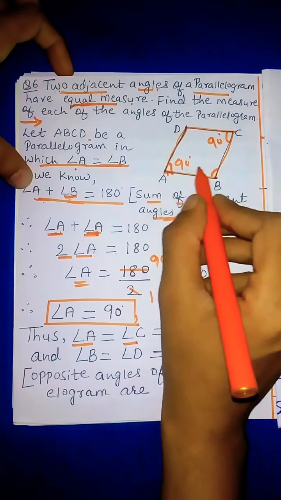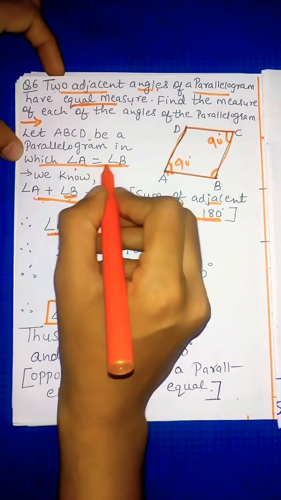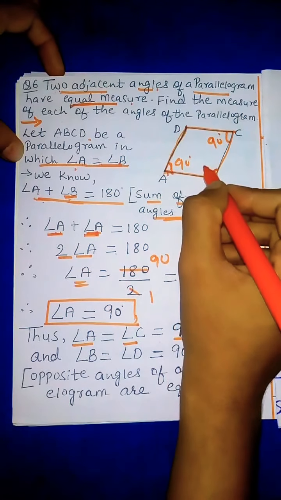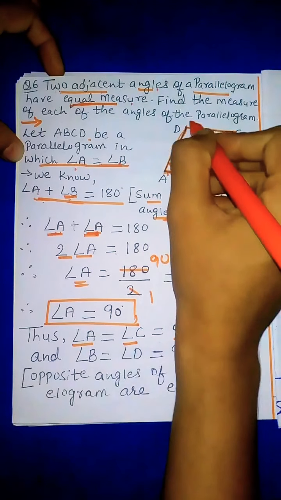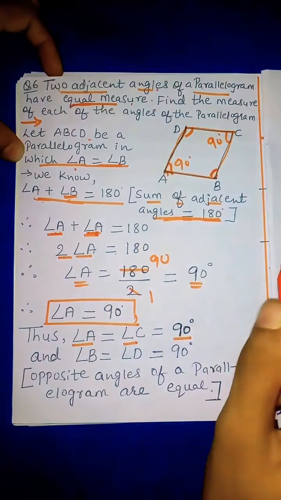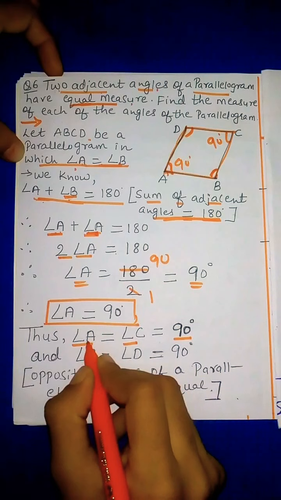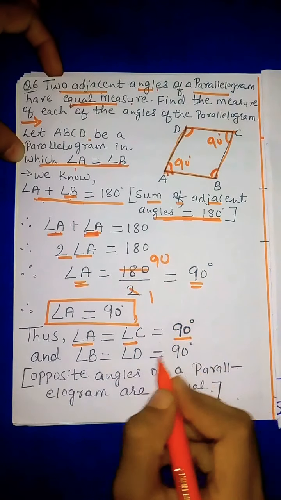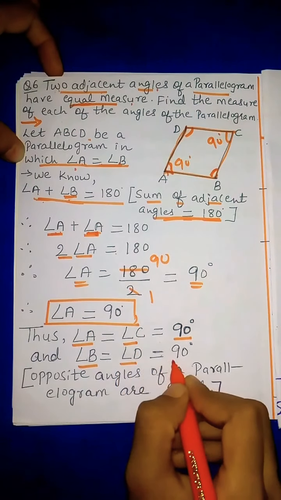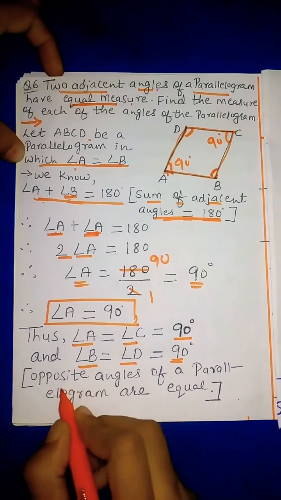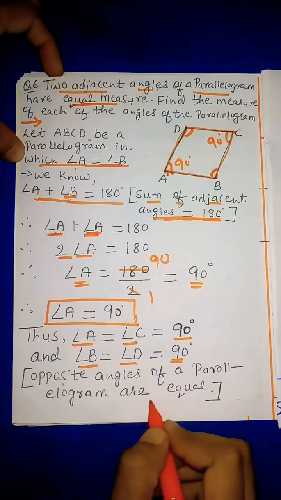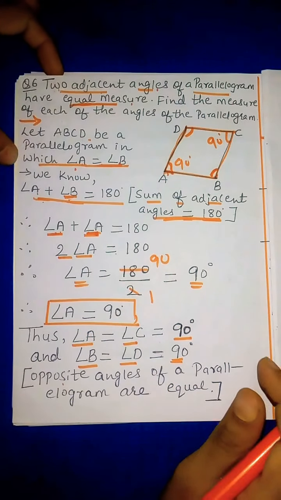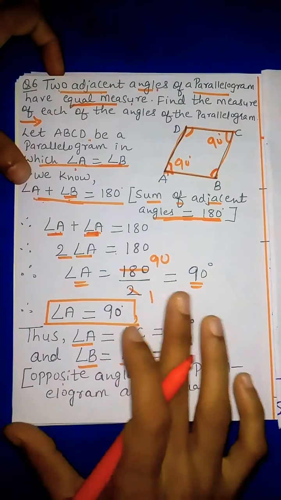Now A is equal to B, that we have taken in the beginning. So B is also 90 degrees. If B is also 90, then D is also 90, because opposite angles are equal. So A is equal to C, so that is equal to 90. Again B is equal to D, so that is also equal to 90. Why? Because opposite angles of a parallelogram are equal. So we have got all 4 angles.